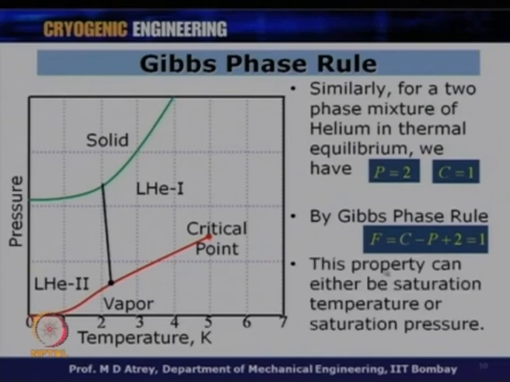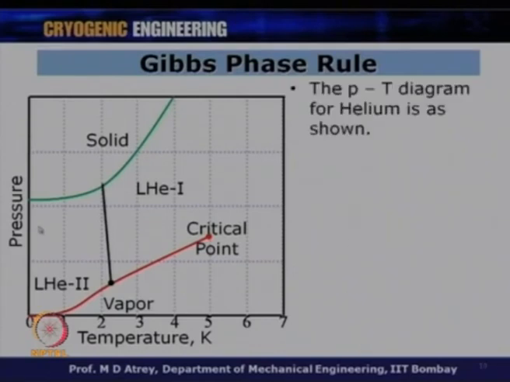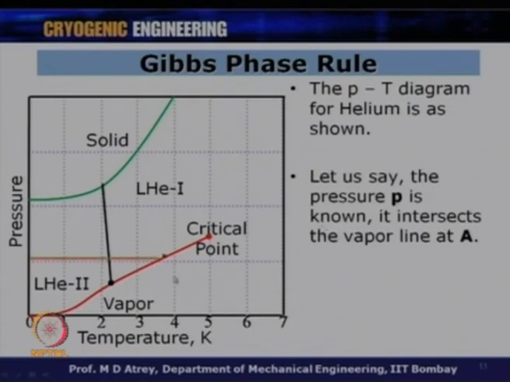How do I know this thing? This property can either be saturation temperature or saturation pressure. So, how will I do it? I have this pressure-temperature diagram of helium as shown. This is the line which gives vapor and liquid in thermal equilibrium. So, if I want to locate any two-phase point in thermal equilibrium, as soon as I know pressure, I can locate this point on this curve. Or even if I know temperature, I can draw a vertical and locate this point on this vapor-liquid phase diagram. Here I have vapor, and liquid on this side, and this is nothing but a vapor pressure curve.